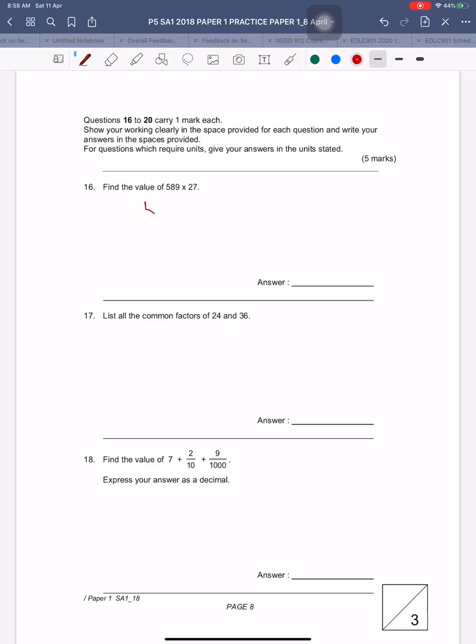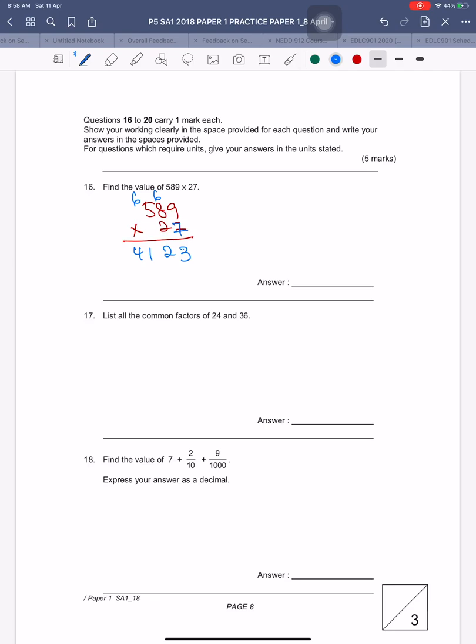Find the value of 589 times 27. I think quite a number of you have forgotten how to do this type of question. Some of you make mistakes along the way. So 589 times 27. Let's focus on the 7 first. So 9 times 7, 63. 8 times 7, 56. 56 plus 6, 62. 5 times 7, 35 plus 6, 41.